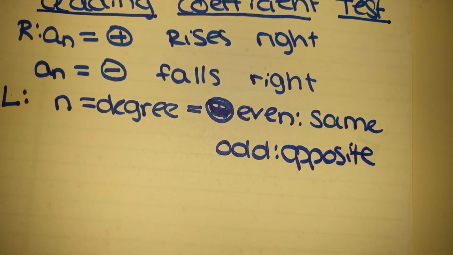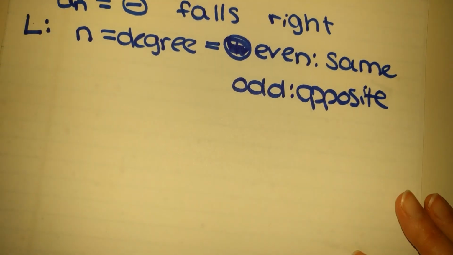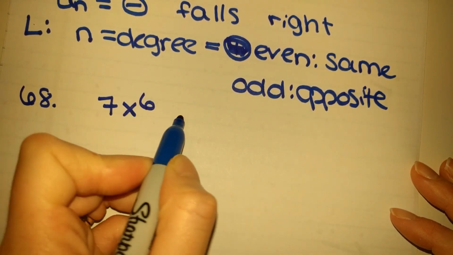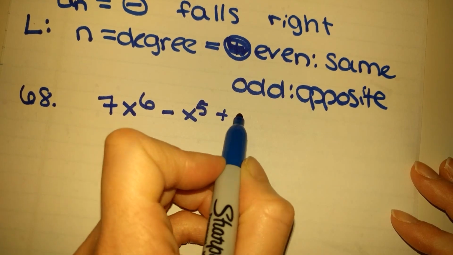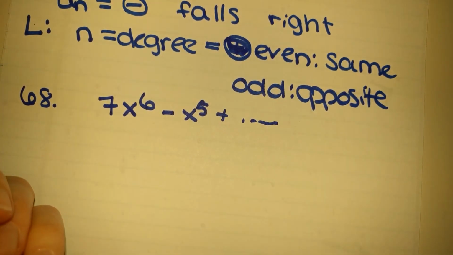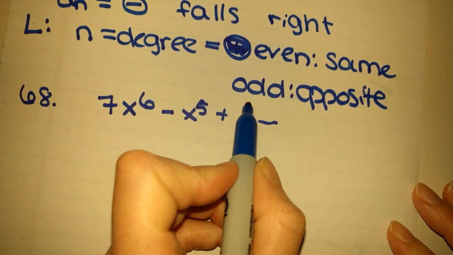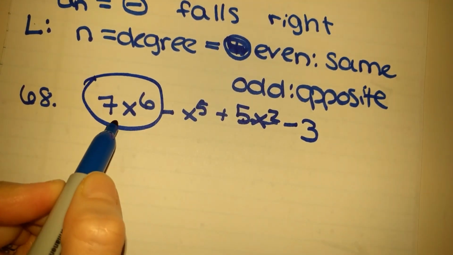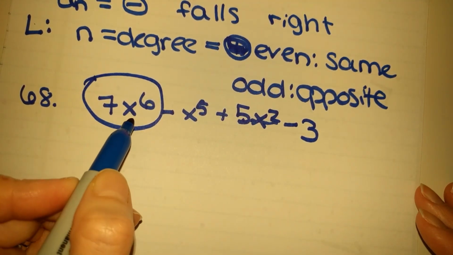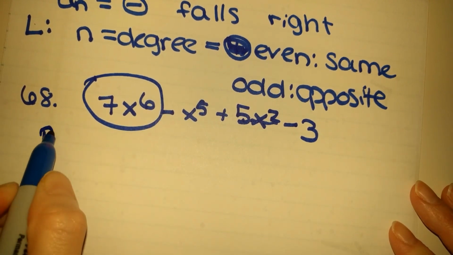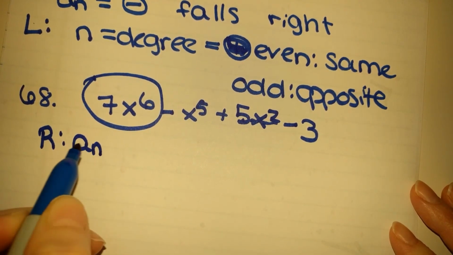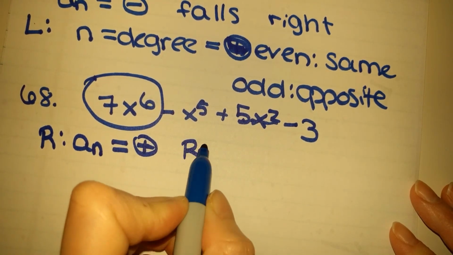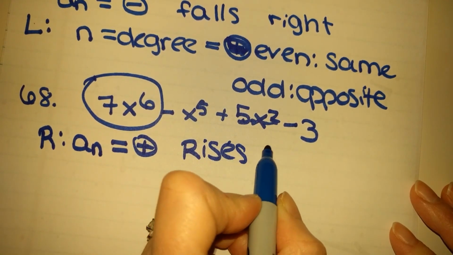So when you look at a question like, for example, 68, you have 7x to the 6 minus x to the 5th plus, and honestly at that point it doesn't matter because all the other exponents are smaller. So really your leading term is going to come from 7x to the 6. So our right-hand side is going to be our AN. Our AN is positive 7. So that tells us that it rises on the right-hand side.